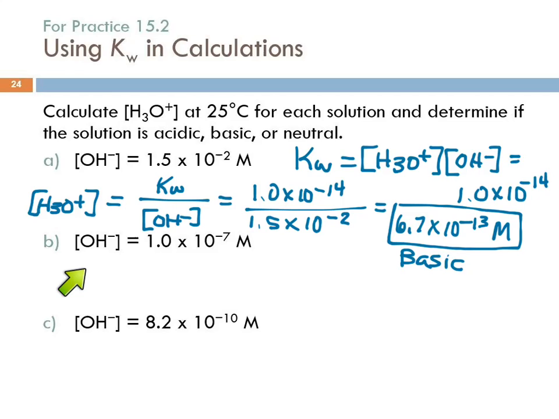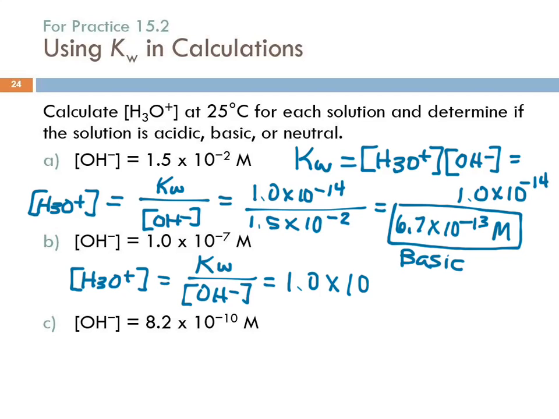So let's answer the acidic, basic, neutral question for this one without doing the calculation. It's neutral. And what is the hydrogen ion concentration? It's the same, right? I mean, we could do the whole setup here, but it's going to come out to 1.0 times 10 to the minus 7. So that one's neutral.